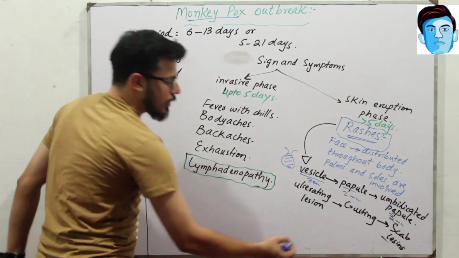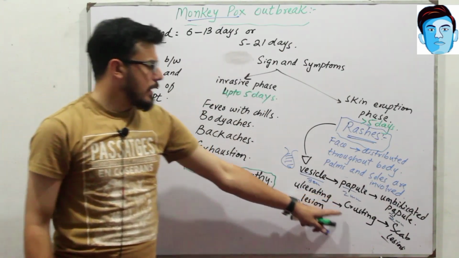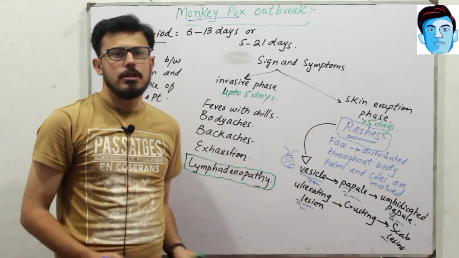After that there is an ulcerating lesion, with a diameter of around 3 mm, which leads to crusting and scab lesion at the end. So the rash pattern is important, and the rash distribution is very important.